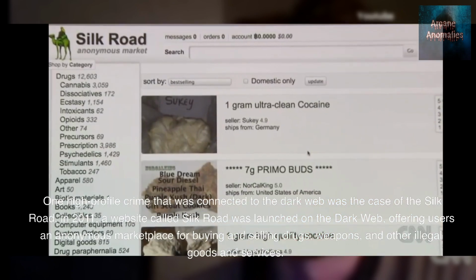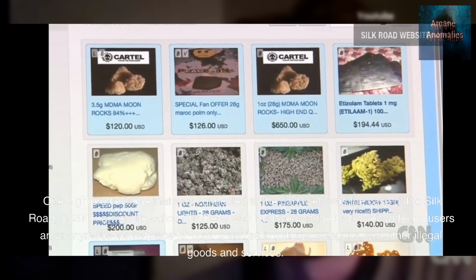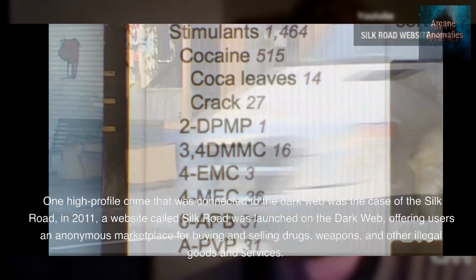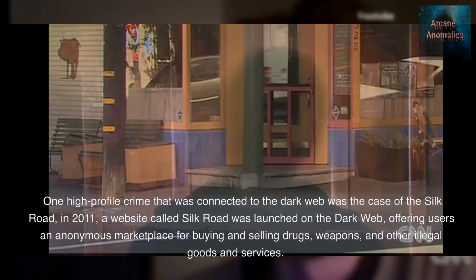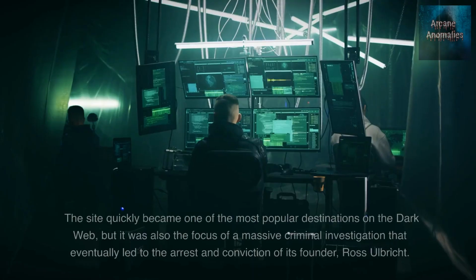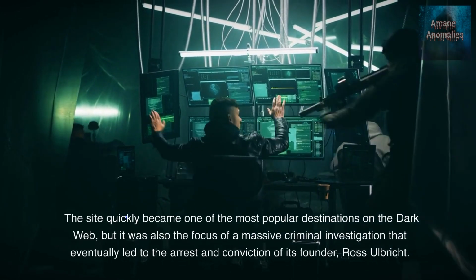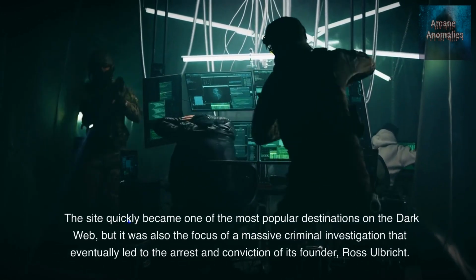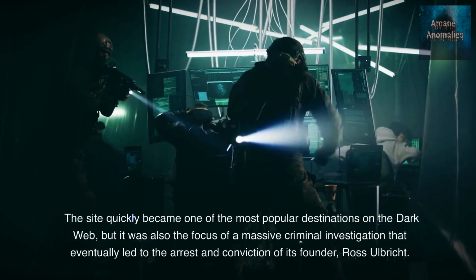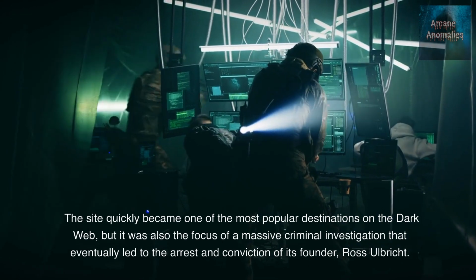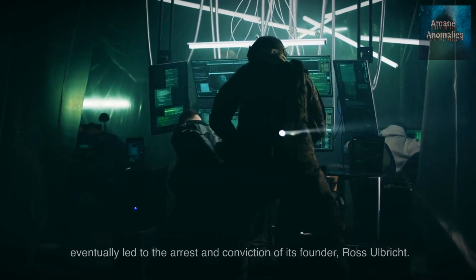In 2011, a website called Silk Road was launched on the dark web, offering users an anonymous marketplace for buying and selling drugs, weapons, and other illegal goods and services. The site quickly became one of the most popular destinations on the dark web, but it was also the focus of a massive criminal investigation that eventually led to the arrest and conviction of its founder, Ross Ulbricht.